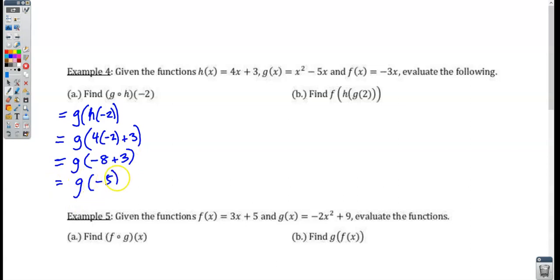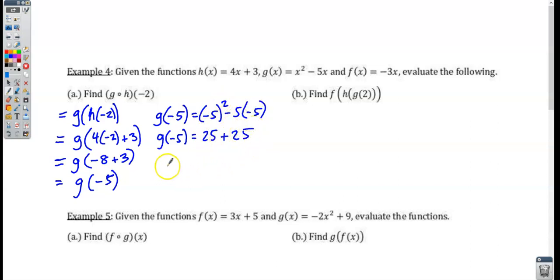I work it down and get to the point where now I'm finding g of negative 5. So we're going to take g of negative 5 and put negative 5 in here for x. And we'll go ahead and calculate. We've got negative 5 quantity squared is positive 25. Negative 5 minus 5 is positive 25. And so we end up with g of h of negative 2 being equal to 50. There's our answer.